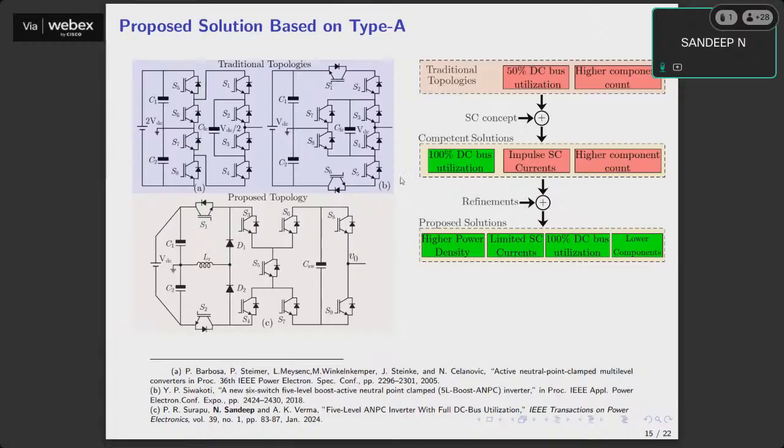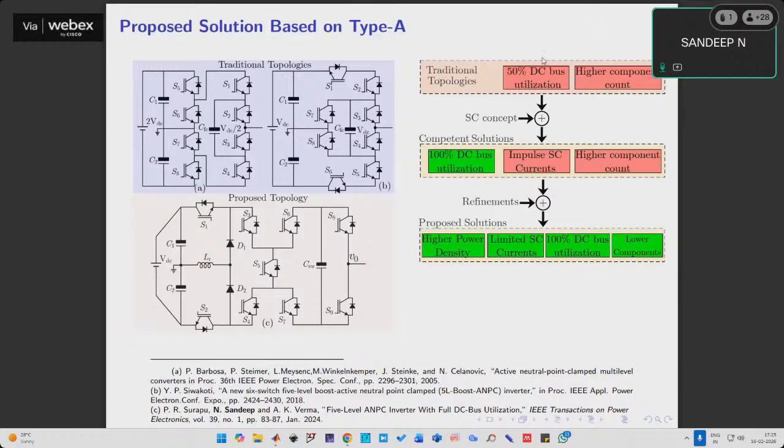Okay. Now, when we look at the neutral point clamp, I have highlighted that the moment you use the DC bus midpoint as the return path, the utilization is only 50%. So that is one of the problems that we wanted to alleviate. In literature, there is a concept called the switched capacitor technique. Okay. So this is the traditional topologies, what you see here. What are the problems? The red color box indicates the problems: 50% DC bus utilization and higher component count.